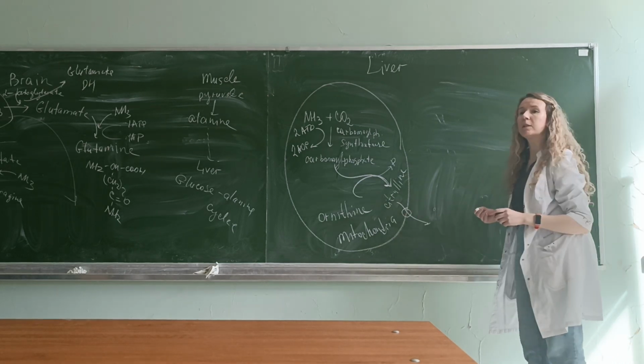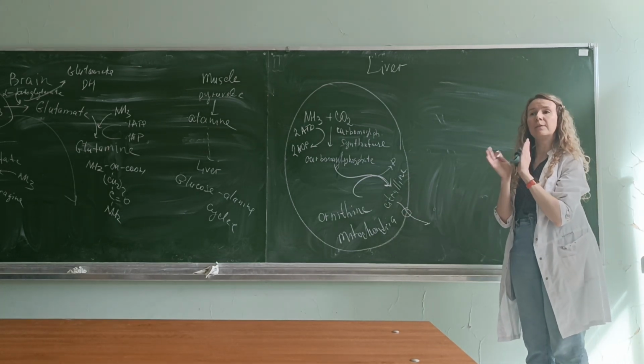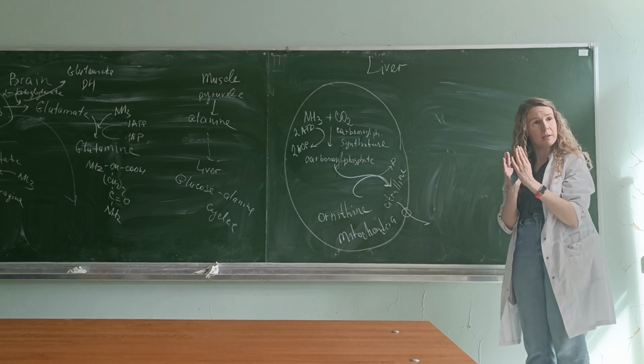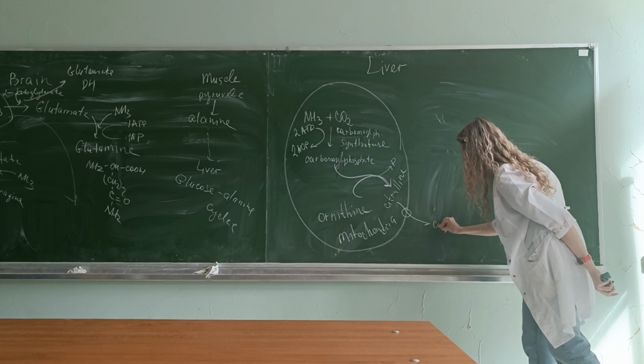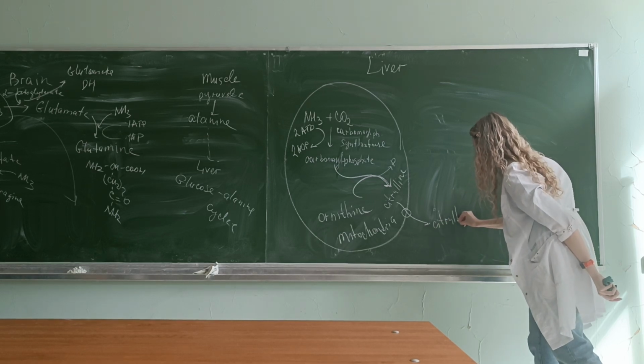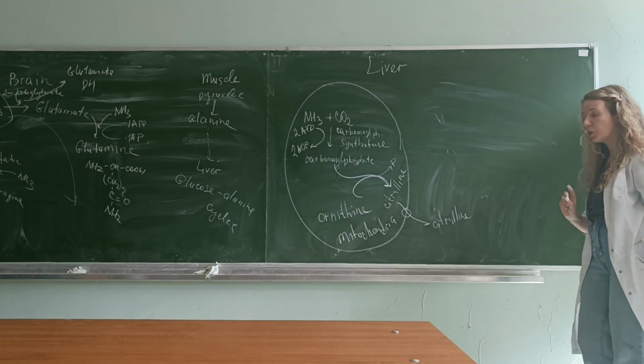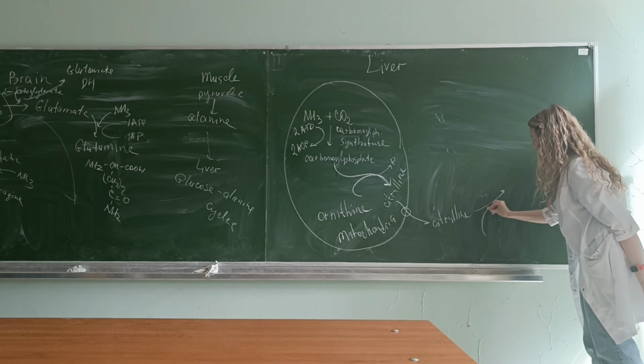In mitochondria we have 2 membranes, so it's very difficult to penetrate this membrane. That's why we need some transport protein. Citrulline in the cytosol connects with aspartate.